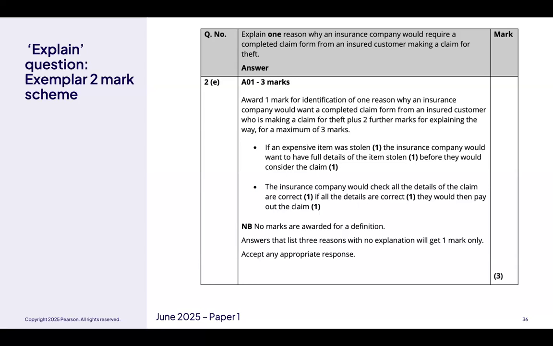So let's have a look at that first one. If an expensive item was stolen, the insurance company would want to have full detail of the item before they would consider the claim. So there are 2 linked strands there from the point. What about this second one? It's possibly a better response. That the insurance company would check all the details of the claim are correct. That's why they need a form. If all the details are correct, they would pay out the claim. And once again, no marks for a definition.